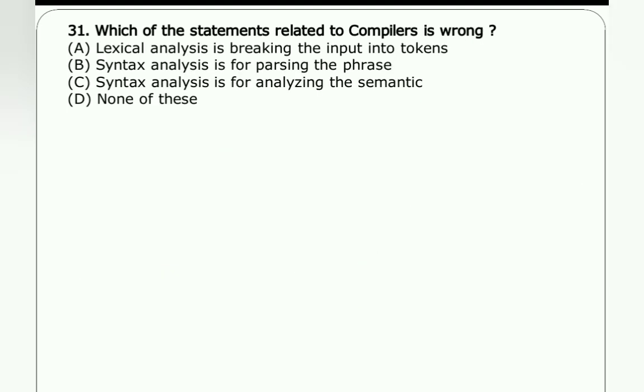Next one. Which of the statements related to compilers is wrong? Lexical analysis is breaking the input into tokens. Syntax analysis is for parsing the phrase. Syntax analysis is for analyzing the semantics. So option C is wrong. Lexical analysis task is to break the input into a number of tokens. This one is right. And syntax analysis main task is parsing the tokens. So option C is the correct answer.